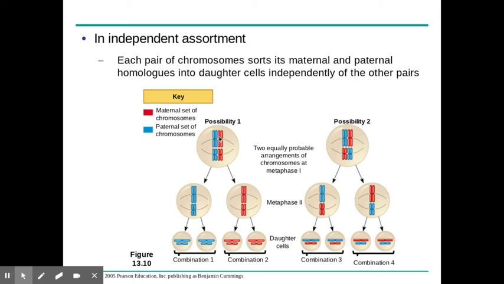So again, I mentioned this before, but it's 50-50. Possibility 1 is that they would line up blue on the left, red on the right, and if you look at the bottom one, the red and the blue are flipped here. So it's a 50-50 chance. Now, that might not seem like that big of a deal, right? But in humans, we have 23 sets, so it's 50-50 for each of those 23 sets. Essentially, and this is kind of crazy to think about, this creates 8 million different combinations.